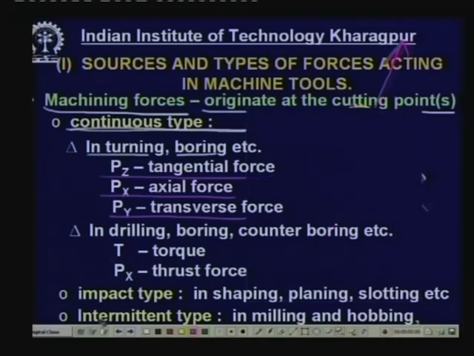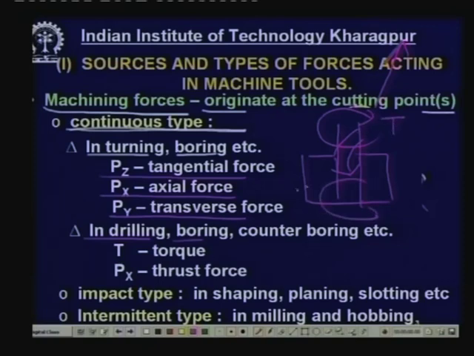Now, come to drilling. Say this is the drill bit, and this is the workpiece in which a hole is made. This is also a continuous process, but here one torque is developed on the tool as well as on the job, and a thrust force also develops, one force in the axial direction called thrust force, which is very large in drilling, and one force acts in the opposite direction as a reaction on the tool. So, these two forces, torque and thrust, develop in drilling, boring, counterboring and similar work. So, what do you produce? Torque and thrust.